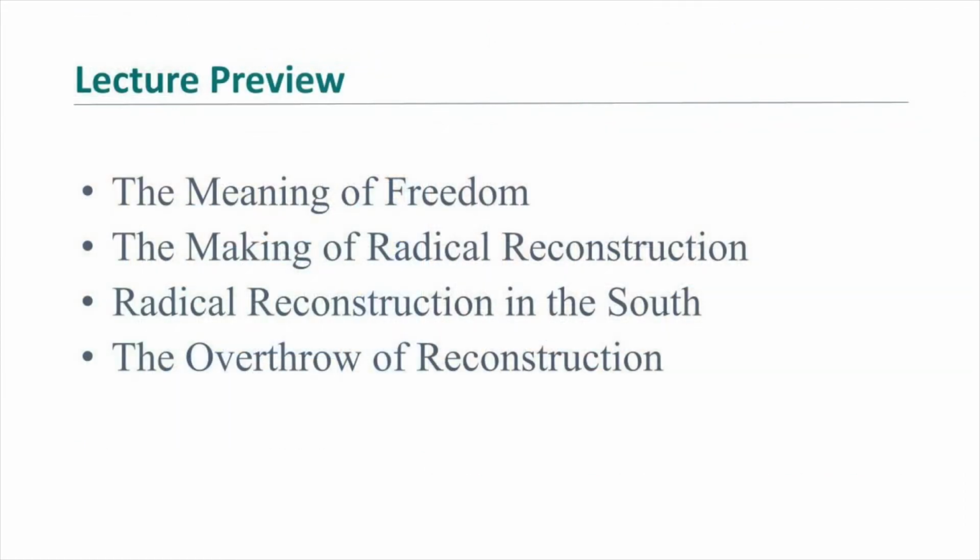In this lecture, I'm going to work through a number of themes that focus on the creation, implementation, and removal of the period of post-Civil War Reconstruction in the United States. Now, this is from 1865 to 1877. There are four major subtopics in this lecture, which together tell the chronological and thematic development of many of the events during Reconstruction. These subtopics are the meaning of freedom, the making of radical Reconstruction in the South, and the overthrow of Reconstruction.